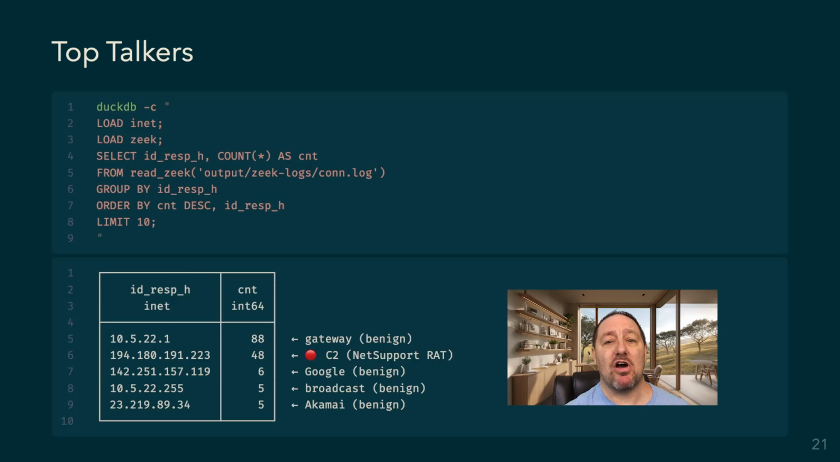So who are our top talkers on the network? The Zeek logs say 10.5.22.1 with 88 connections, and that's our gateway, so that's expected, not a big deal. Right behind it is this 194 address that we were talking about earlier with 48 connections. 48 connections in 24 minutes to a single IP address. That's suspicious. Spoiler alert, that's the NetSupport RAT C2, okay? I'm not going to keep you hanging. We're going to prove that in a moment, though.